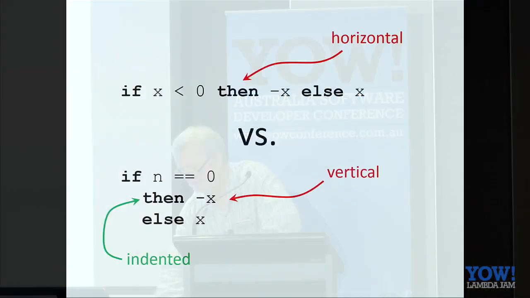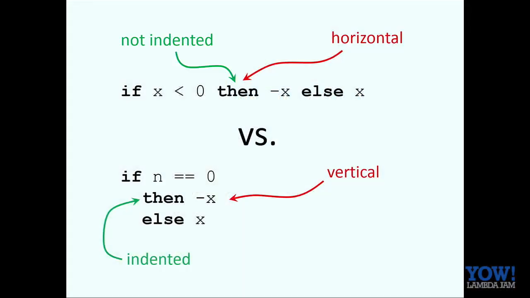So what do we need to do? Well, we need to choose between horizontal and vertical layouts. And often in the vertical layouts, we need to insert some indentation. But of course, we don't want that indentation to appear in the horizontal layout. That would be stupid.